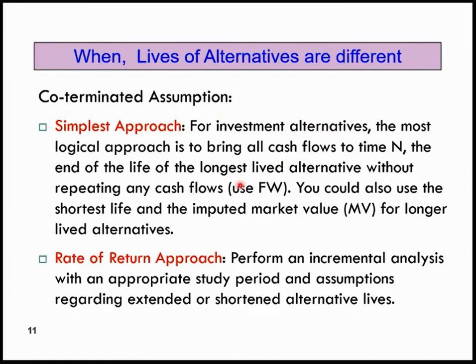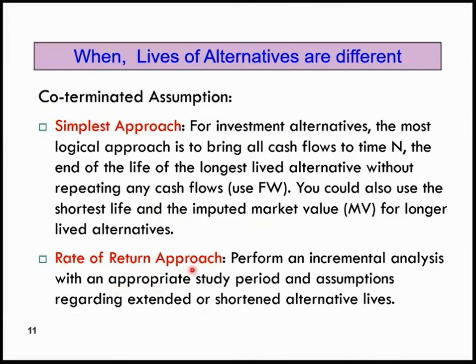So this is one alternative. Another alternative in this coterminated case may be to select the shortest life project alternative, and for the other alternative which has a longer life, find its imputed market value at the end of the study period and compare the alternatives with each other.